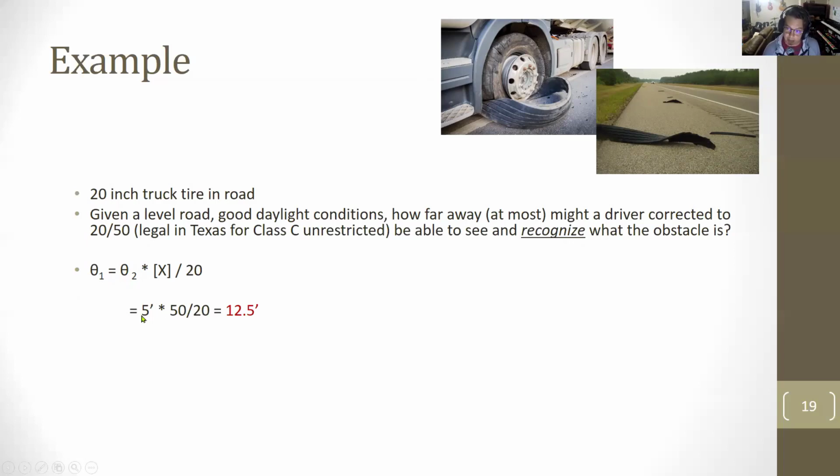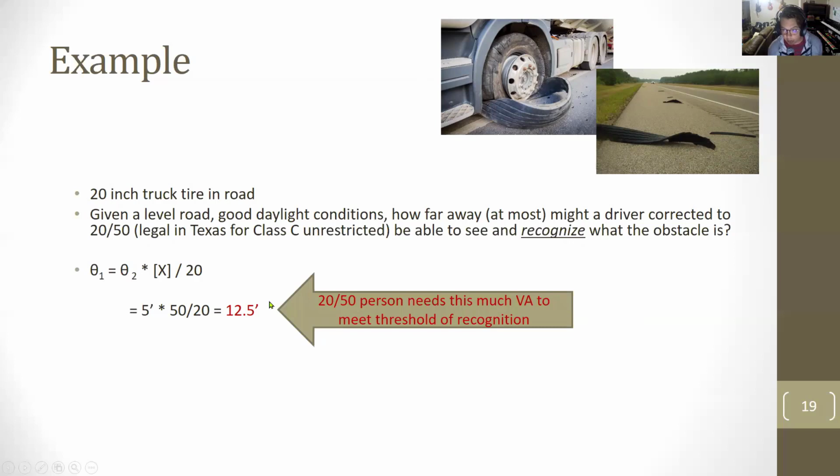That's our threshold of recognition, right? So I get recognized, threshold of recognition. And so I'm multiplying that by 50 feet over 20 feet. I get 12.5 minutes. And this tells me a 20/50 person needs, their threshold of recognition is at least 12.5 minutes of arc. If it's not subtending at least that much visual angle in its smallest dimension, then we don't have enough subtended angle for this person with this acuity to resolve and identify what that thing is, to recognize what that thing is.